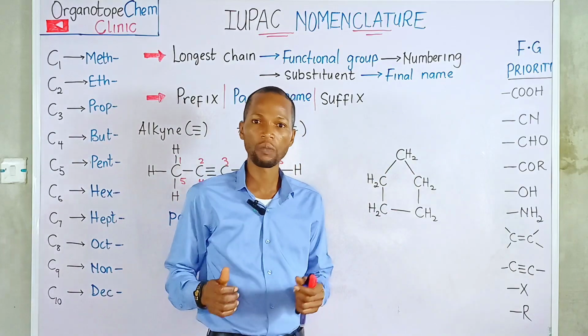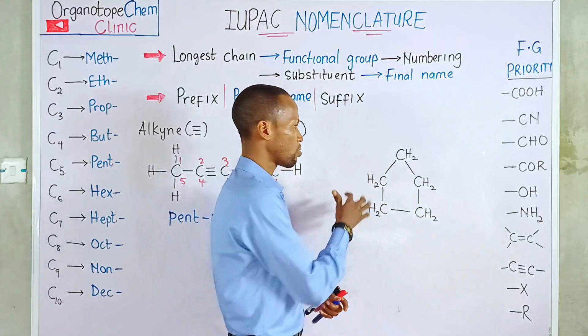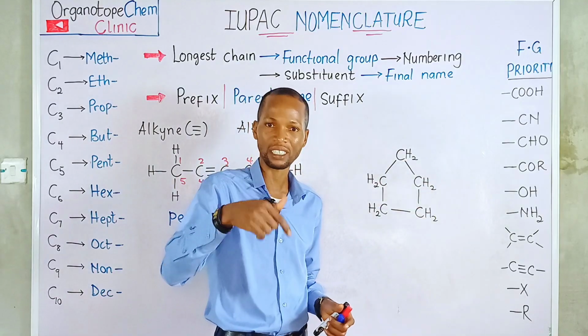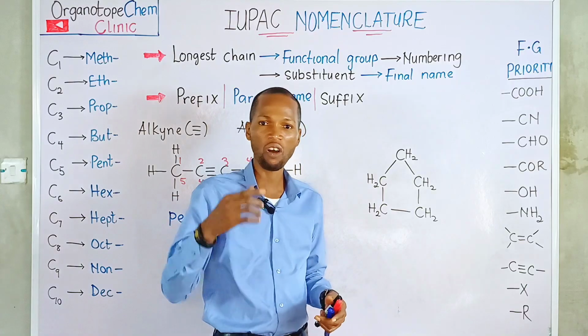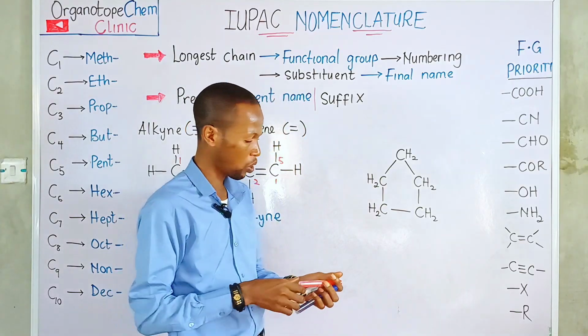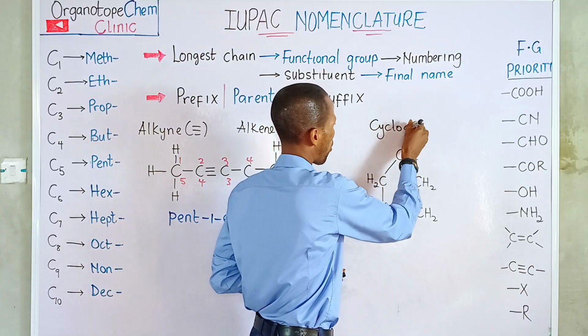We have another organic compound right here. It is in ring form, and the carbon atoms are cyclized. So what prefix name will be given to a cyclic compound? It is cyclo. And this particular organic compound is a member of the cycloalkane. So it belongs to which homologous series? The cycloalkane.